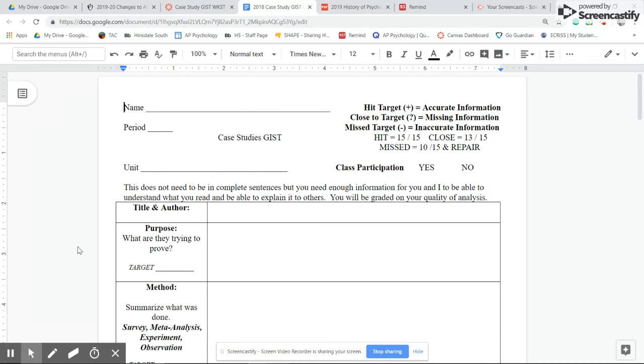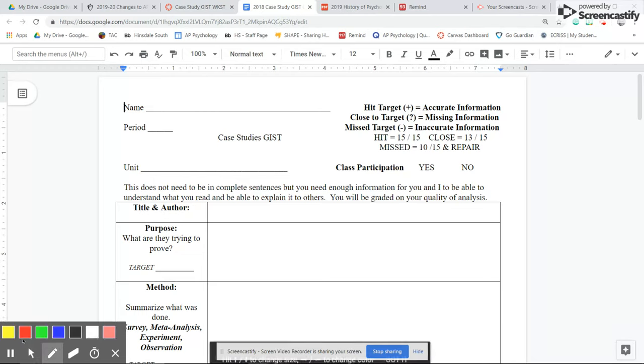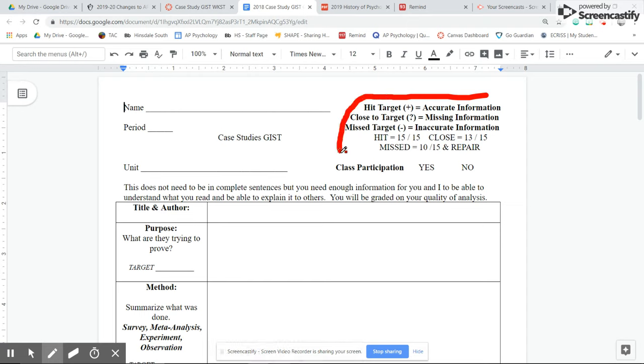Today we're talking about the case study GIST. So today what I wanted to talk about was how do you go about a GIST and how do I grade it? So a couple things over here. I just wanted to point out that in terms of grading, I am focusing on these kind of targets.